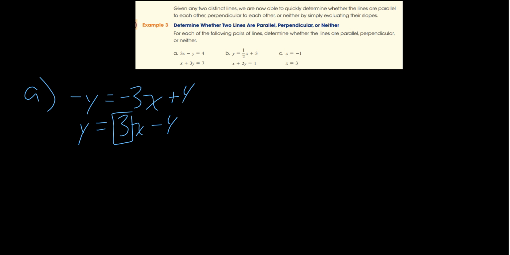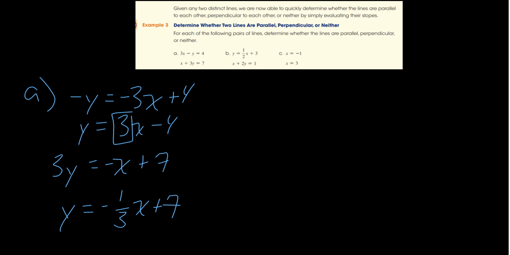So let's do the next equation. I'm going to go ahead and rewrite it by subtracting x from both sides. So I've got 3y is equal to negative x plus 7. I divide both sides by 3, so I've got y is equal to negative 1/3 x plus 7.